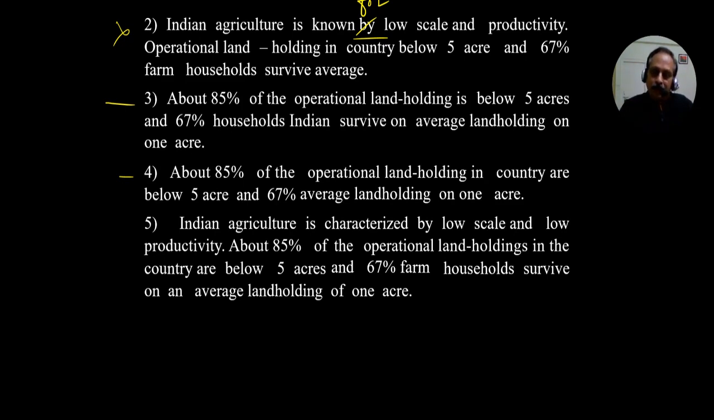Indian agriculture is characterized by, there is a verb here. It talks about Indian agriculture, and this sentence talks about the features of Indian agriculture. Indian agriculture is characterized by low scale and low productivity. Grammatically correct, contextually correct. And substantiating the same statement: low scale, low productivity. About 85% of the operational land holdings in the country are below 5 acres, low scale. And 67% farm households survive on an average land holding of 1 acre. Again goes with the same thing, low productivity and low scale. Here the sentence is crystal clear, grammatically correct. Based on that, the answer is the fifth option.